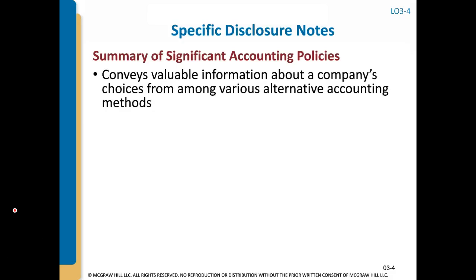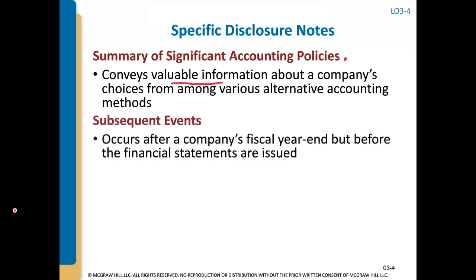There's also specific disclosure notes. This will be the first one that you see after the financial statements, and that's called the Summary of Significant Accounting Policies. And just like it says, it conveys valuable information about a company's choices among their various alternative accounting methods. It's really anything the management and the auditors feel that the user of the financial statements needs to know to make a decision about the company.